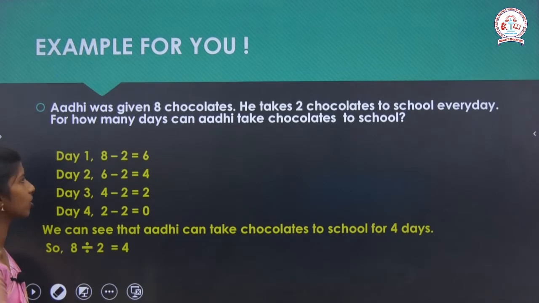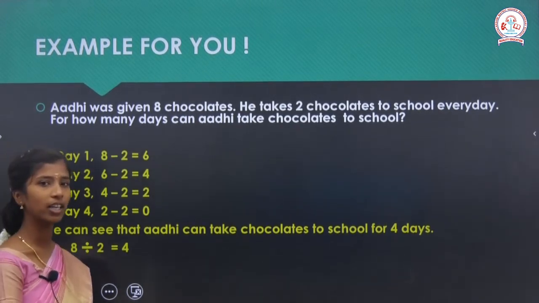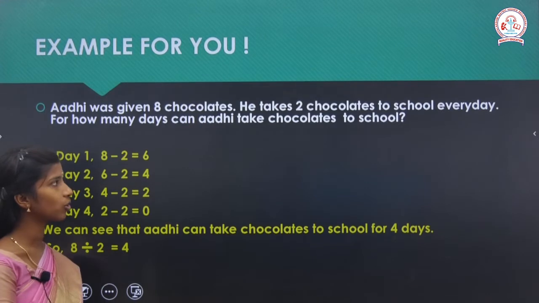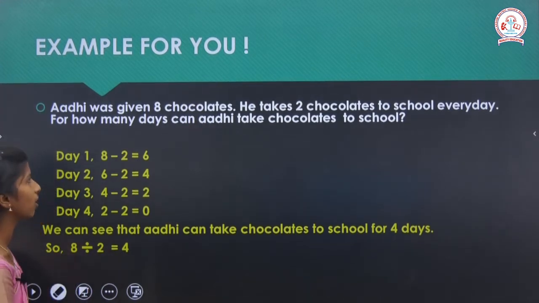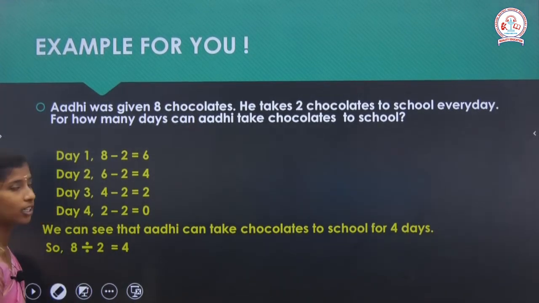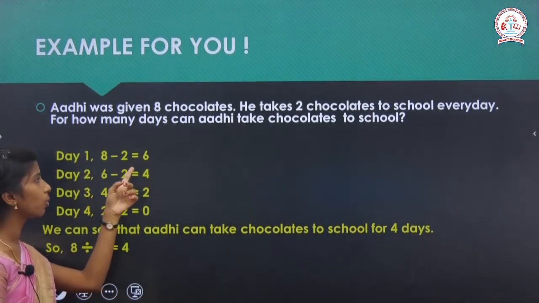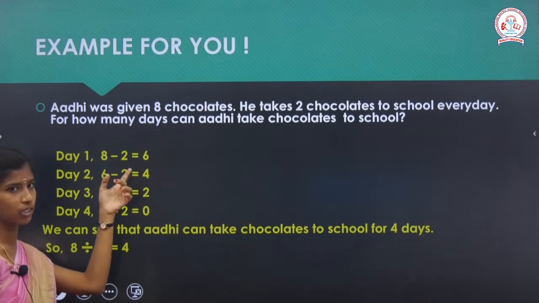So kindly listen children. So Adi was given 8 chocolates. He takes 2 chocolates to school every day. For how many days can Adi take chocolates to school? Listen children. Adi was given 8 chocolates. In first day, surely he takes 2 chocolates to school. So 6 chocolates are remaining, right?